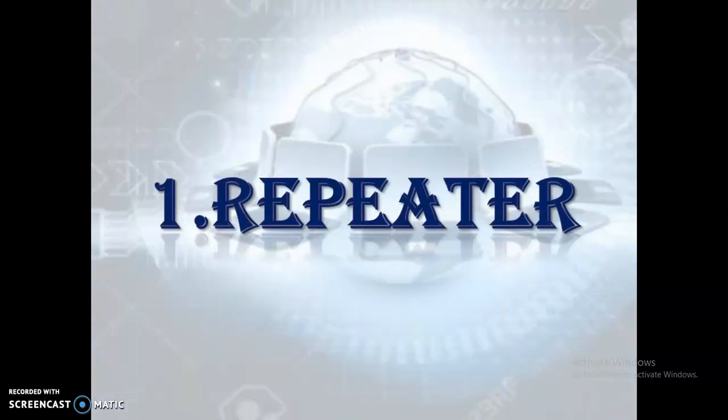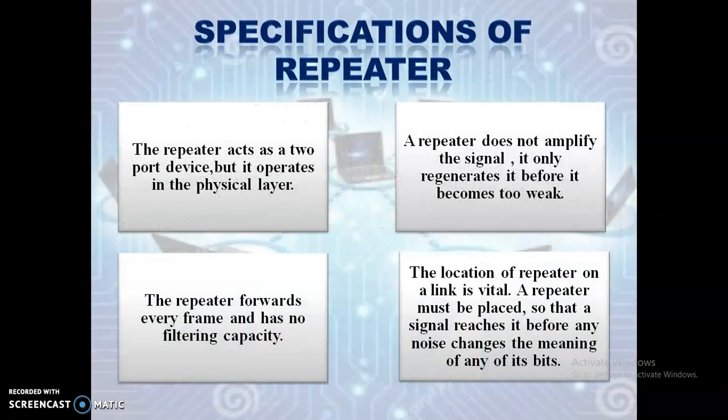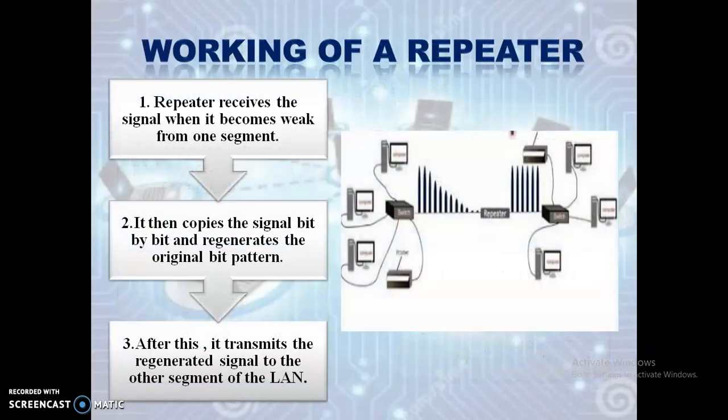Let us start with a repeater. A repeater can be defined as a non-intelligent network connecting device which receives the signal on one of its ports, regenerates the signal, and then retransmits it. It operates in the physical layer and the location of a repeater on a link is vital. Its working is shown in the picture.